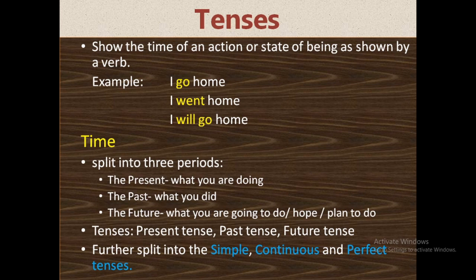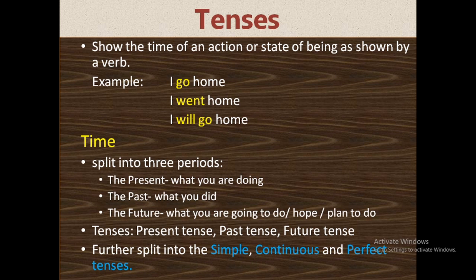The present means what you are doing, the past means what you did, the future what you are going to do, hope or plan to do. Accordingly, there are three main tenses in English: present, past and future. The tense can also give us information on the state of the action. Tense tells us whether the action is completed, habitual, in progress or intended.